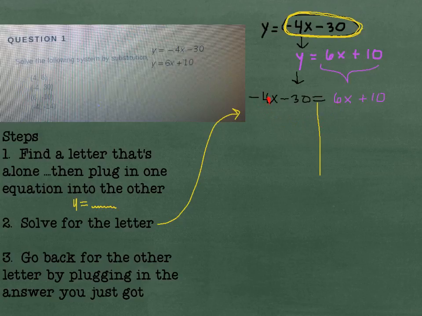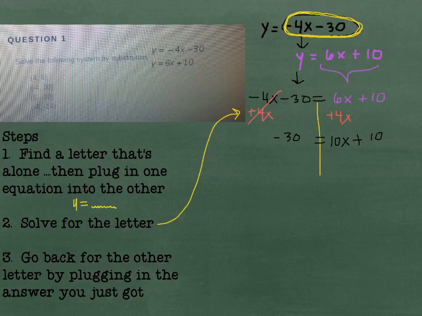So I'm going to go ahead and move the 4x to the other side. It's a negative 4x. So in order to move it, I'm going to do the opposite. I'm going to do plus 4x. Whatever I do to one side, I do to the other side. Then I drop the junk. And 6x plus 4x is going to give us 10x.